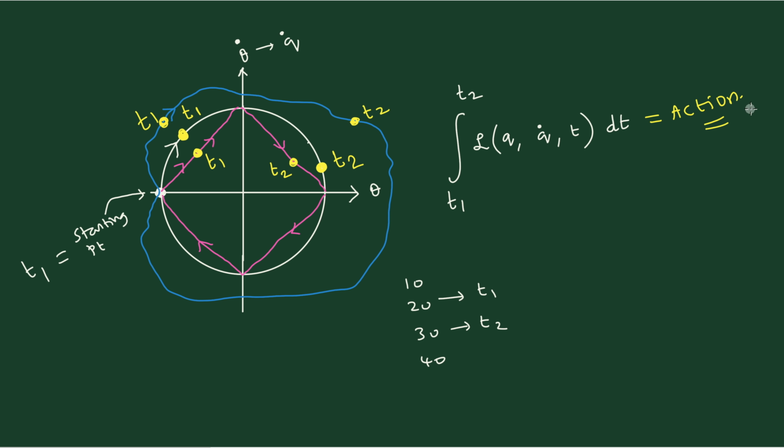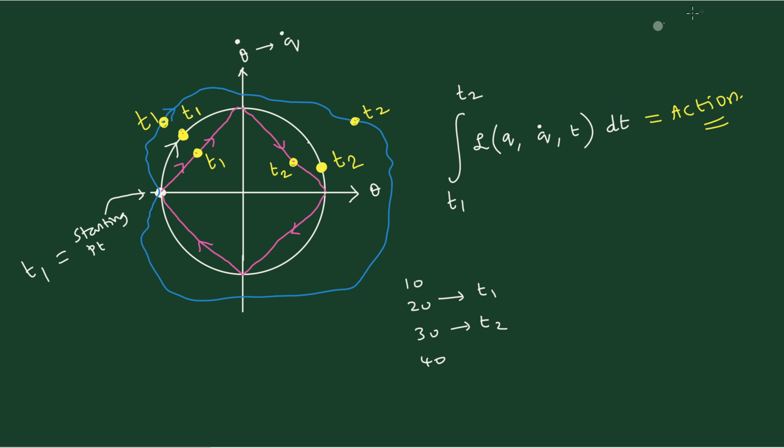And since it is an integral, we say it is the action integral. If the action itself didn't have an integral, then there would be no need to call it by the name action integral. In this problem, the action happens to be an integral. That's why you say action integral. Otherwise, action need not be an integral all the time.